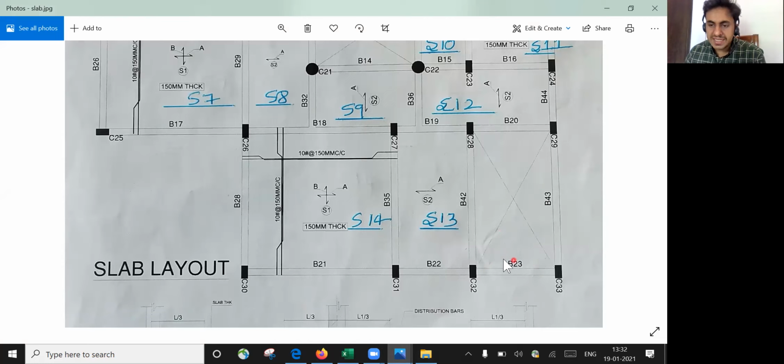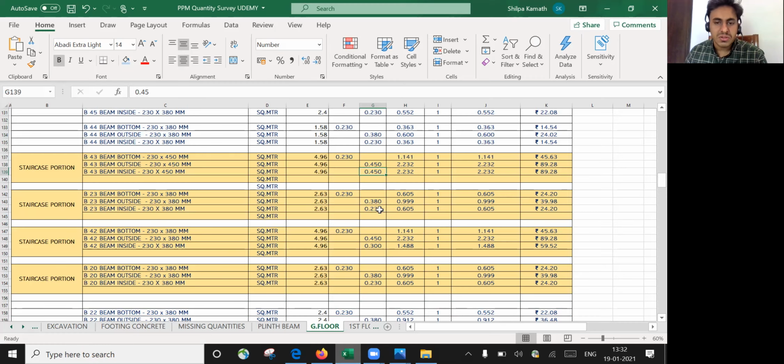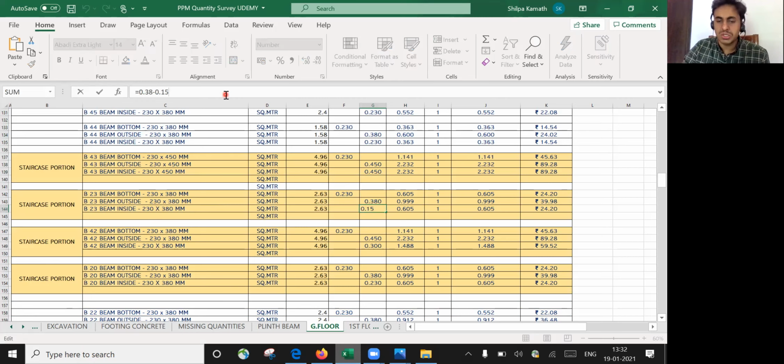See, I'll take B23 beam now. So for the beam 23, I don't have slab here. Even here I don't have slab. So for beam 23, both will be my full depth of shuttering. So I'll take B23 now. For B23, beam outside is 0.38 and beam inside also will become 0.38 only. So this will become 0.38.